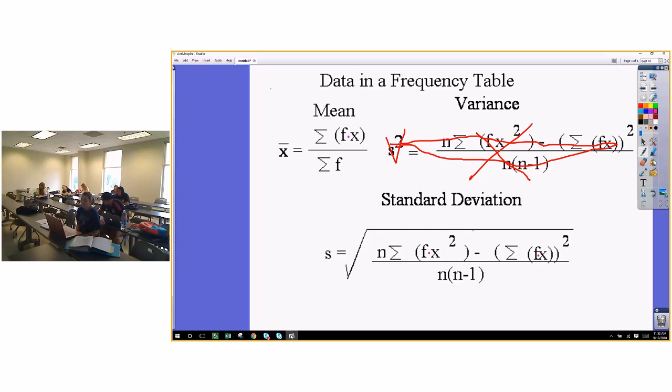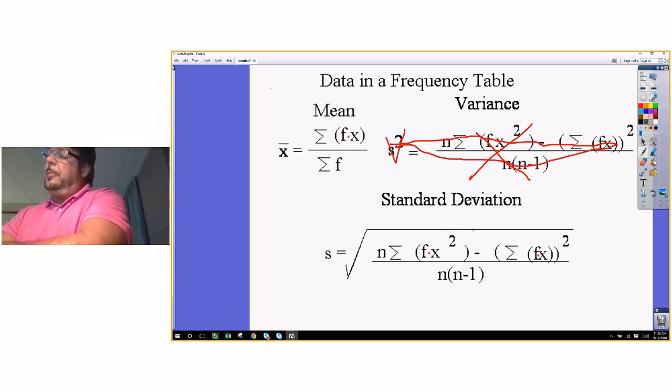I'll write them up here just in case. X bar is equal to the summation of f times x over the summation of f.